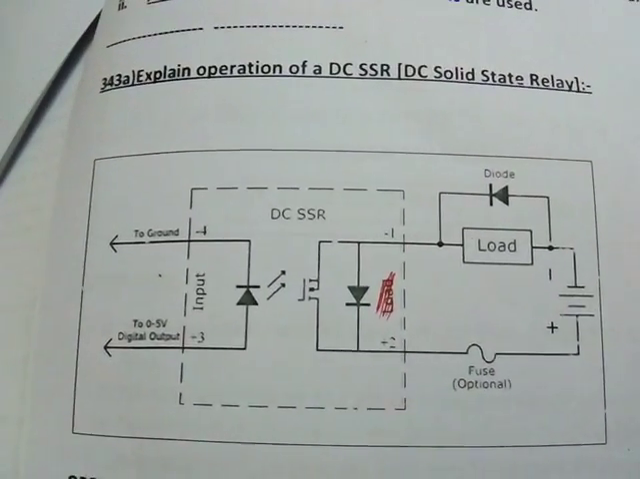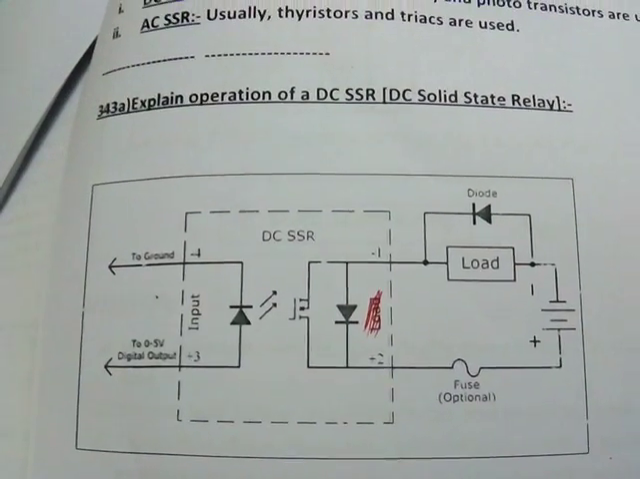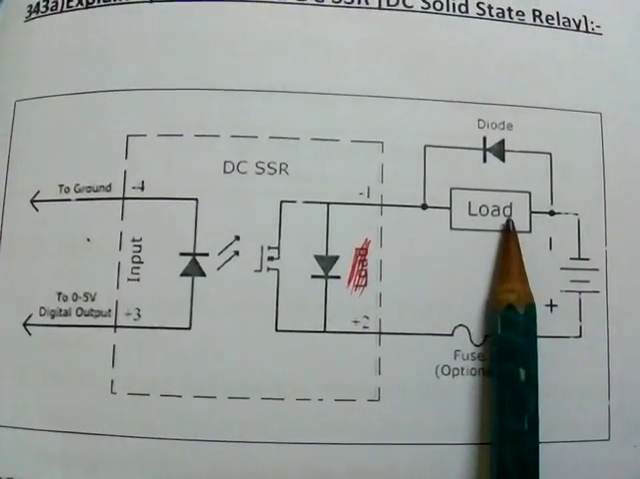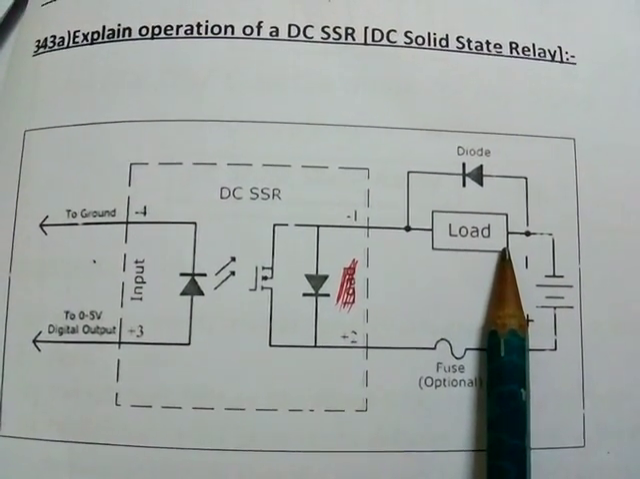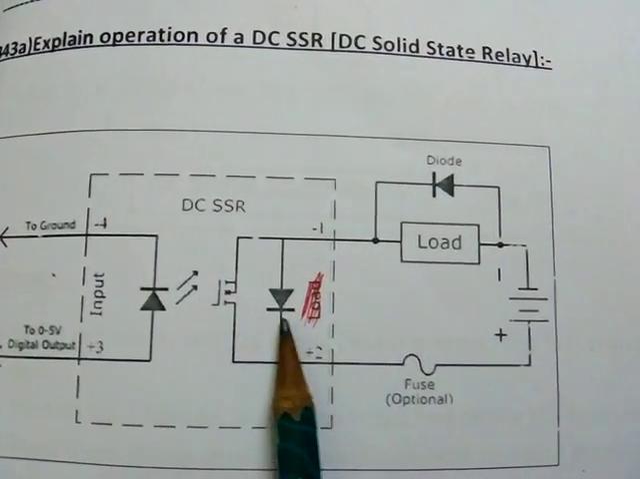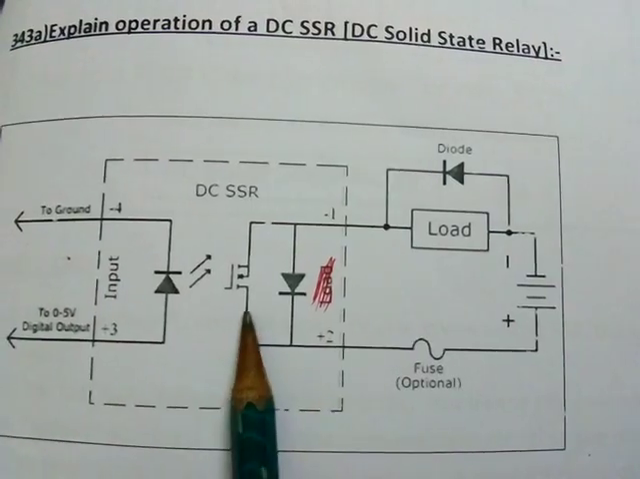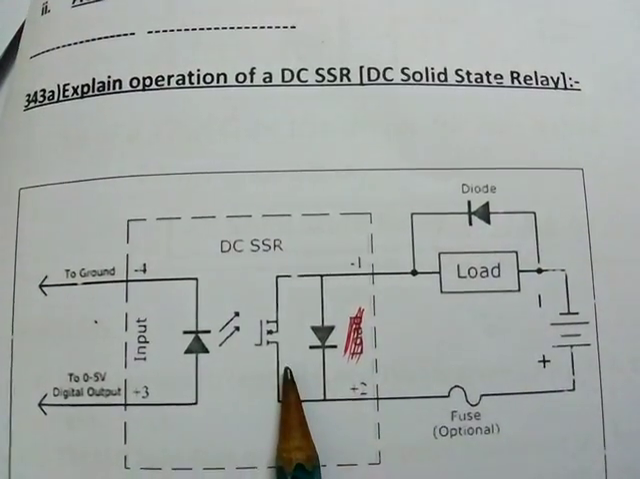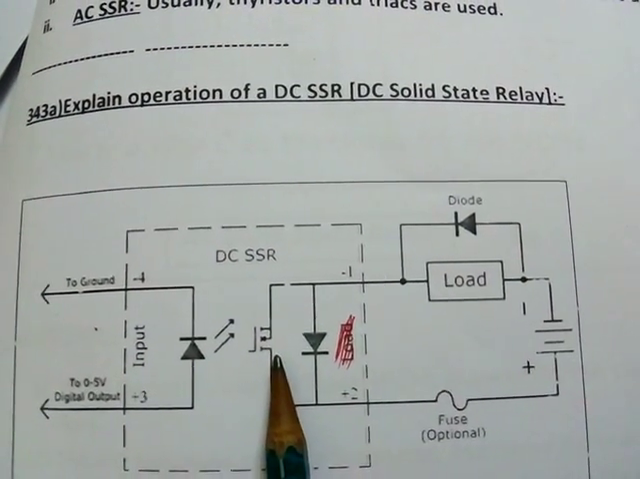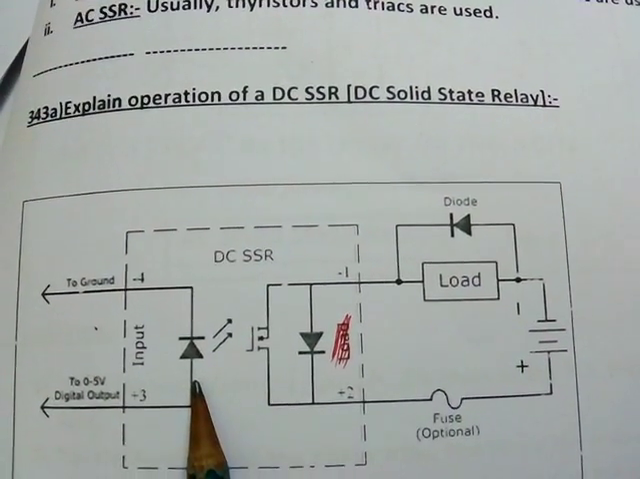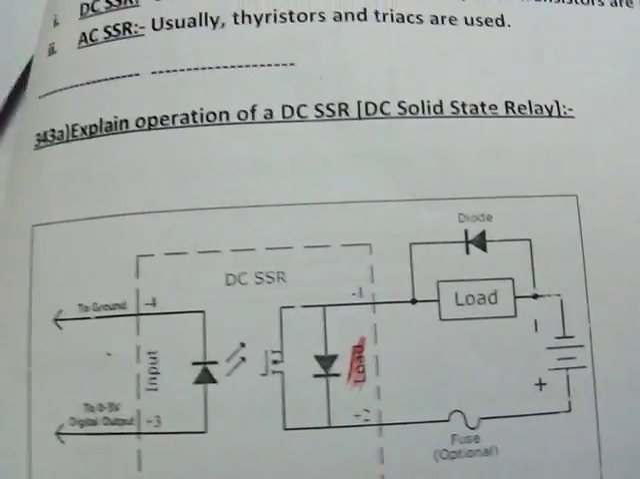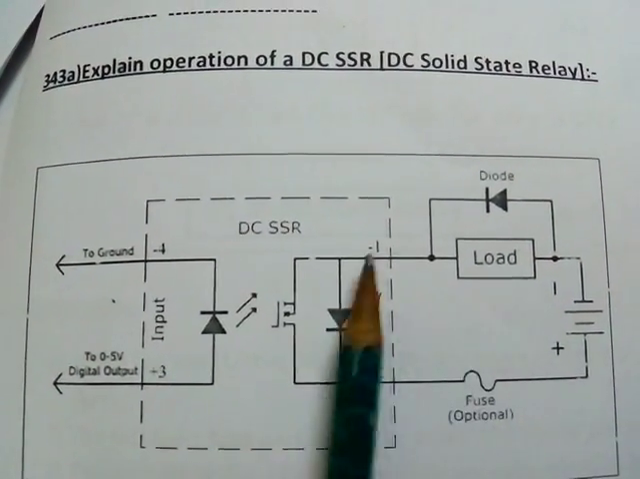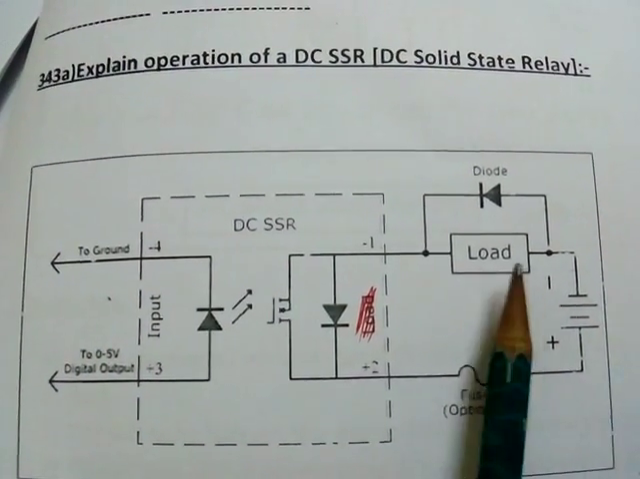So let us take a DC SSR using optocoupler. You can see here, this is the load which is controlled by the photo MOSFET, and photo MOSFET gets the control signal from an LED. When input is given to the LED, the forward biased MOSFET will conduct and load will be energized.